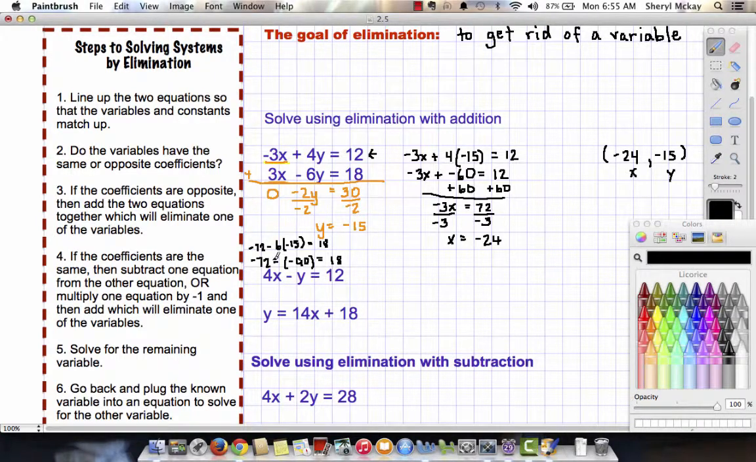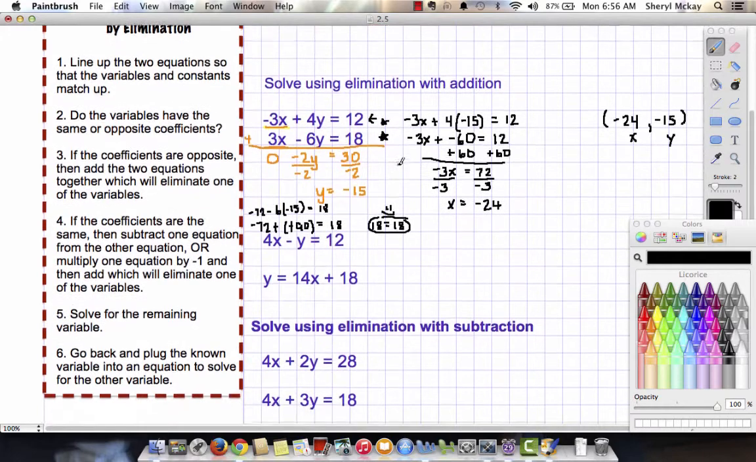Well, this negative 72 minus a negative 90 ends up being plus a 90. So 90 minus 72 is 18. So I get 18 equals 18. So I know that my two variables, x negative 24, y negative 15, is a true statement for both my first one and my second. So that is the solution. That is where my two lines intersect. It's the point, the x and the y, that they both have in common.